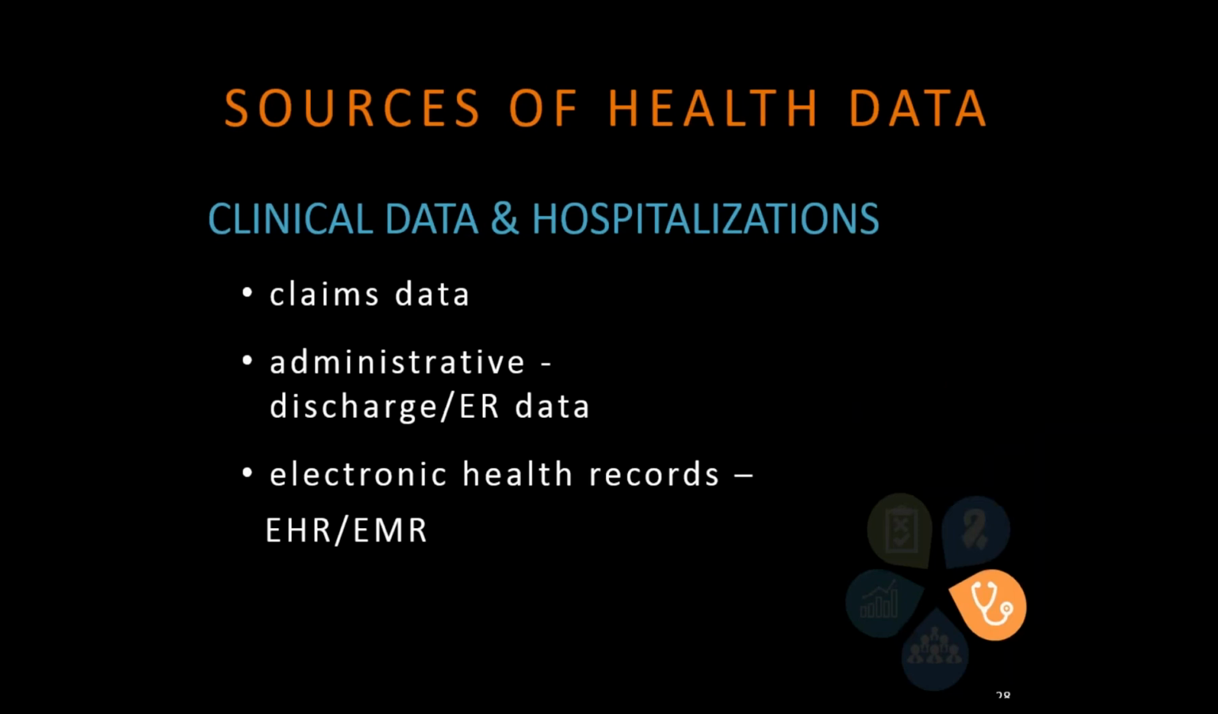So, clinical data and hospitalizations. I mentioned this in passing, but there are really three major categories of clinical data that folks will see. One is claims data. This is anytime your insurance company is billed for something. That includes medications, that includes devices, like a free blood pressure cuff, or if they cover a blood pressure cuff, but it also includes actual billed services at hospitals, etc.